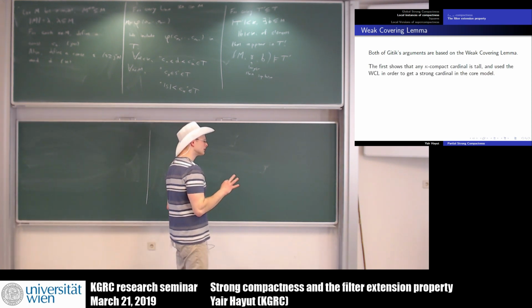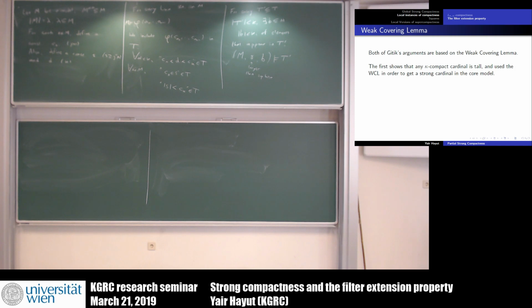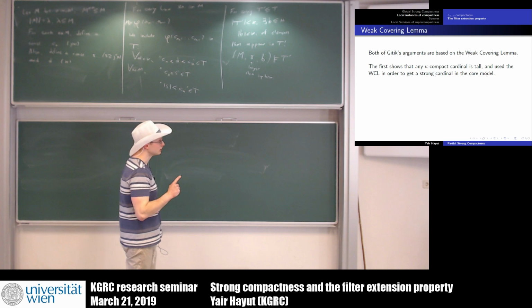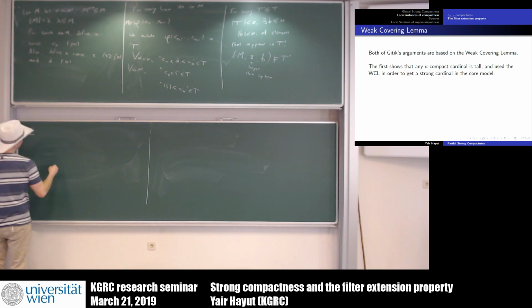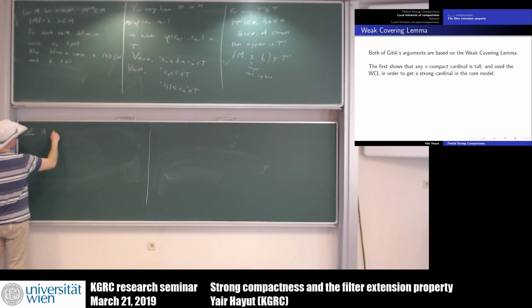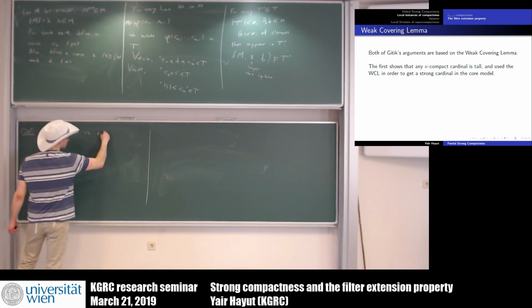But still, we can say a few things about the ideas of the argument. The first thing, in order to get an inner model with a strong cardinal, is what Gitik basically showed: if there is no inner model for a strong cardinal, then every kappa compact cardinal is tall. Kappa compact means that the kappa filter extension property holds for kappa. A tall cardinal is just the following thing.